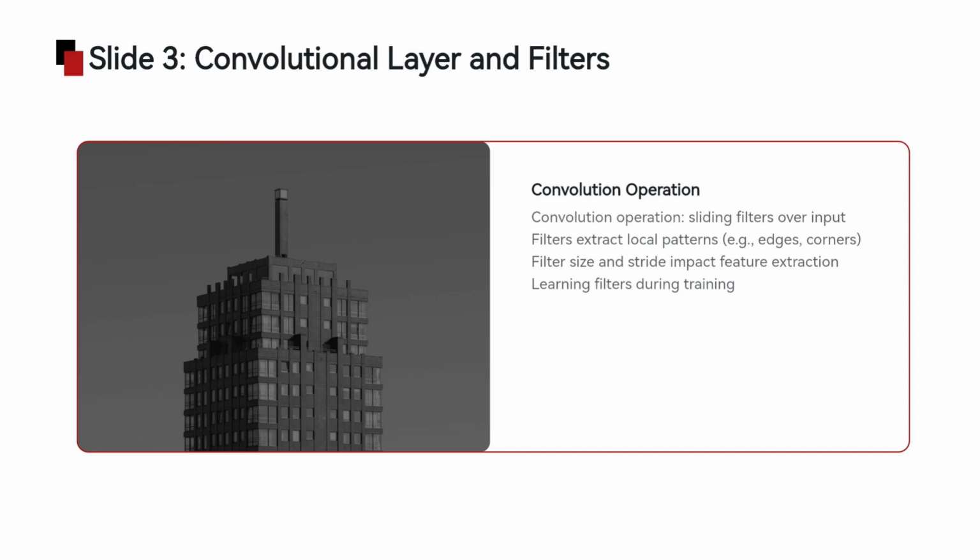Filters are learned during the training process, meaning that the network automatically adjusts the filter weights to capture relevant features. The first layer of a CNN typically learns low-level features like edges and corners, and as you go deeper into the network, filters capture increasingly complex patterns, such as textures, shapes, and finally, high-level object features. The filter size and stride play an important role. Smaller filters, like 3x3, capture finer details, while larger filters capture more global features. The stride determines how much the filter moves during the convolution, with larger strides reducing the spatial dimensions of the output.